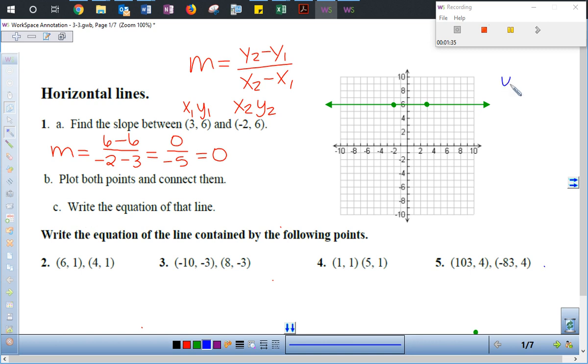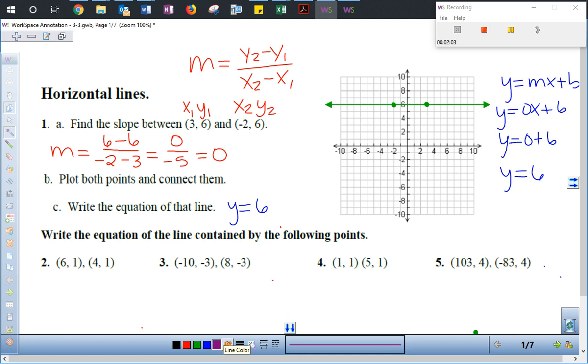So if you'll remember from last class, the equation of a line is y equals mx plus b, okay, where m represents my slope and b represents my y-intercept. So if I were to substitute in, I said that my slope was 0, so I can put that in for m. And then my y-intercept, you can see here that it crosses my y-axis at 6. So if I clean this up a little bit, 0 times x is just 0. And then I can add those two together, and y equals 6. So my equation of a horizontal line is y equals 6.